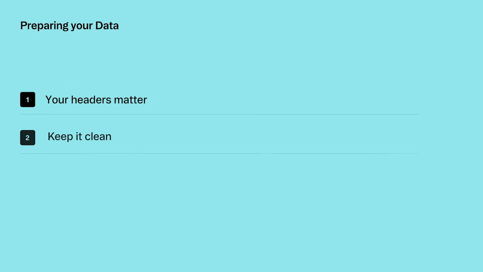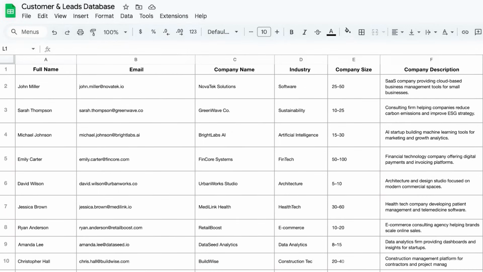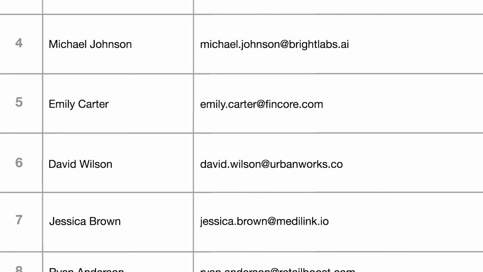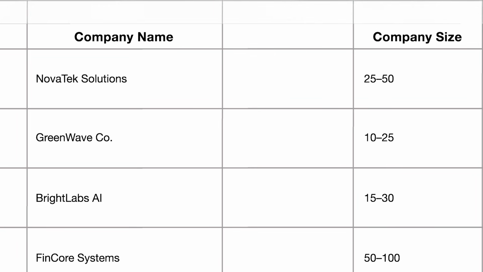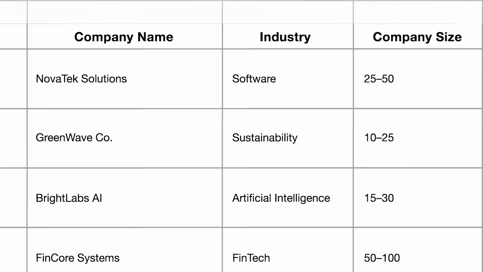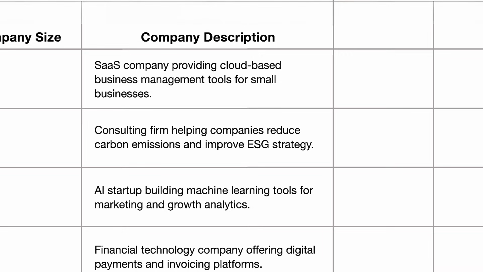Second, keep it clean. Structure your data like a simple table. Each row is one record, each column is one type of information. No empty columns between your data. Glide might not detect columns that come after a gap, and definitely no merged cells. They might look nice in a Google Sheet, but they break the tabular structure Glide needs.